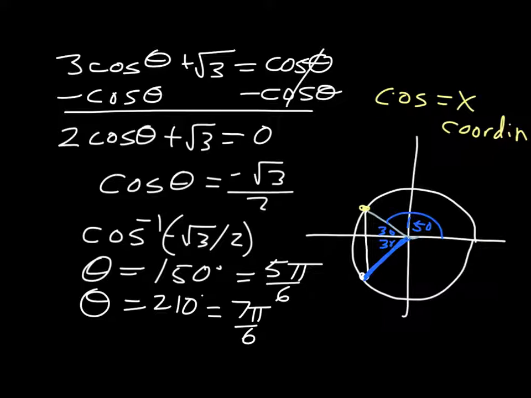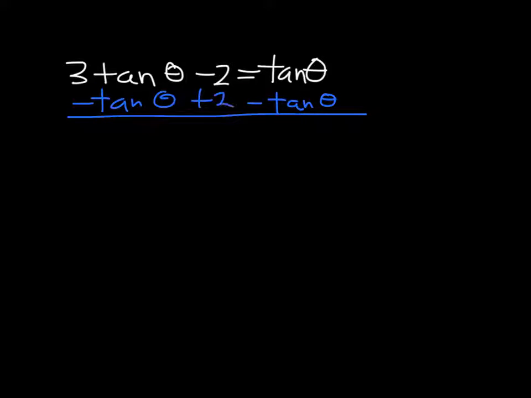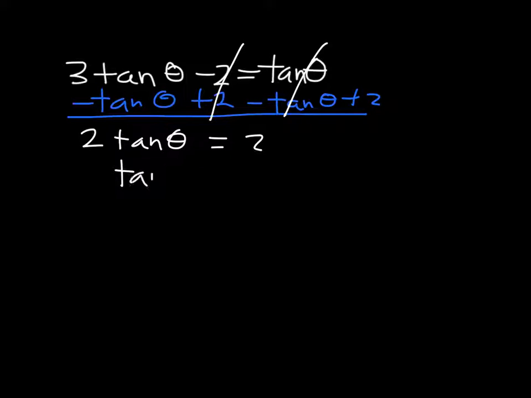And then one more to go. So on this one, it looks very similar to the other start. We've got tangents on both sides of the equation, so we can subtract a tangent from both sides. We also want to get the tangent by itself, so we can add 2 to both sides. So this can be all done in one step. Those cancel, and I get 2 tangent theta equals 2. Well, one more quick move to get tangent by itself, divide both sides by 2, and I get the tangent of theta equals 1.